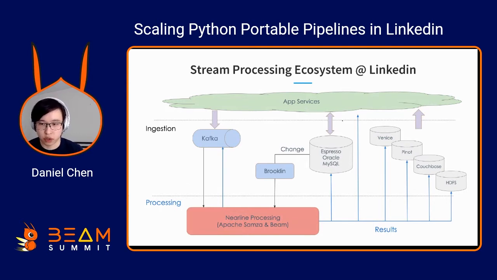We have Venice, our distributed key value store, Pinot, our OLAP store, which has also been open sourced within the last year, Couchbase for caching, and even offload to HDFS for ETL and offline training workloads. And all this interacts with our app services to deliver the best experience to our users.